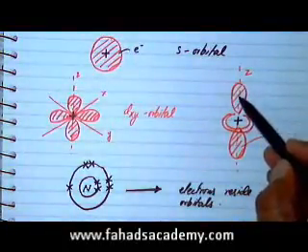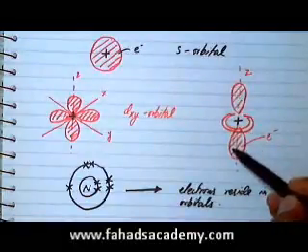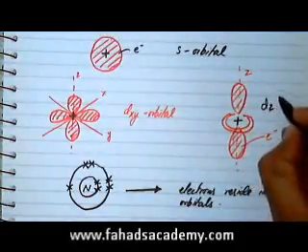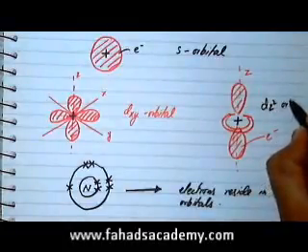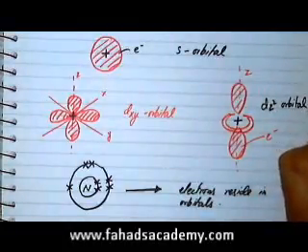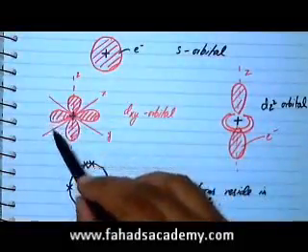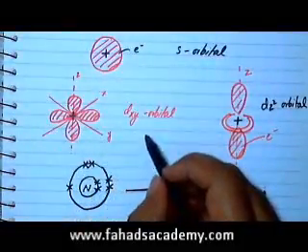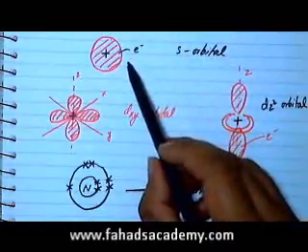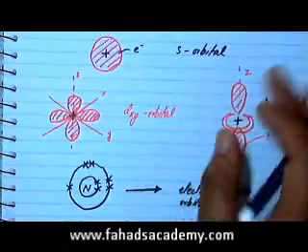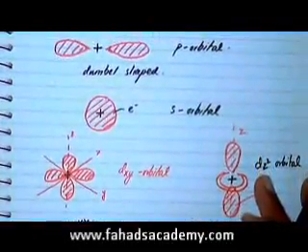There might be an electron present in this entire region over here. If it is present in this region, it is called the dz square orbital. So if it is present in this region, then that electron will be present in the dz square orbital. Similarly, if an electron is present in this region, then it would be present in the dxy orbital. If an electron is present in the s orbital, then that region is called the s orbital. Similarly, you have the p orbital.